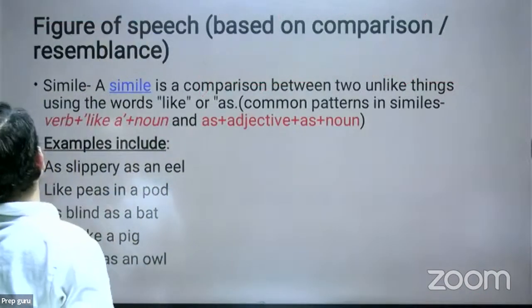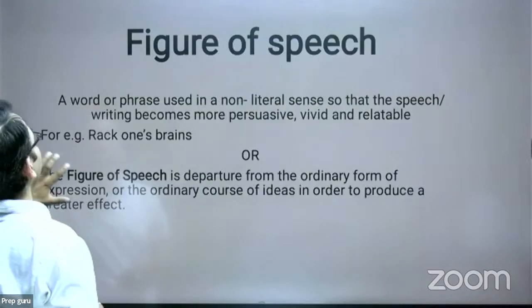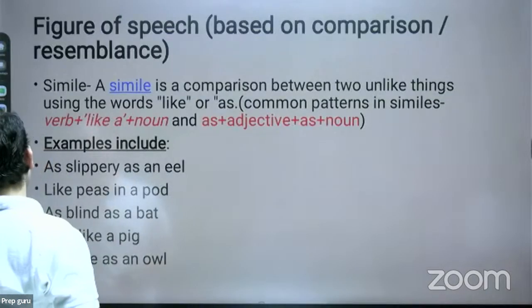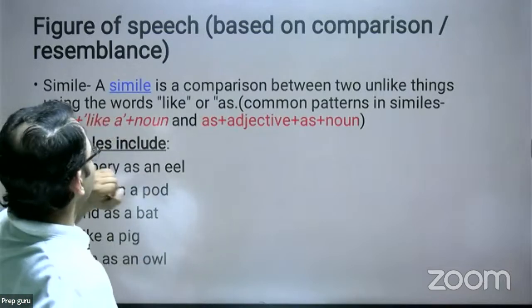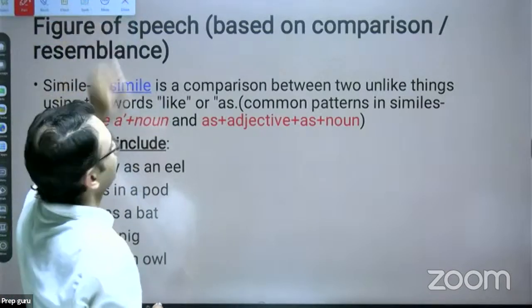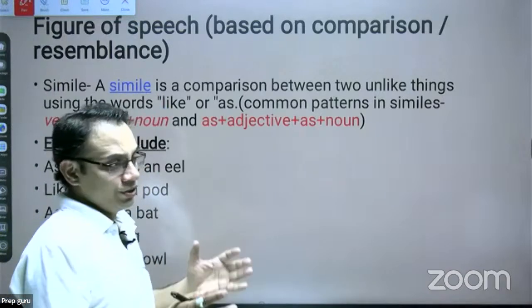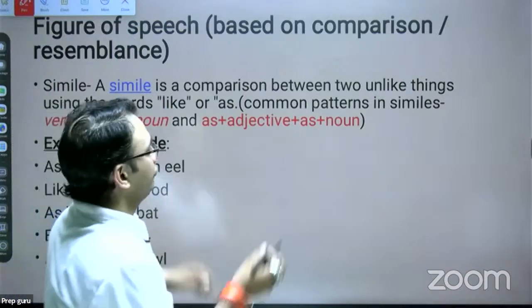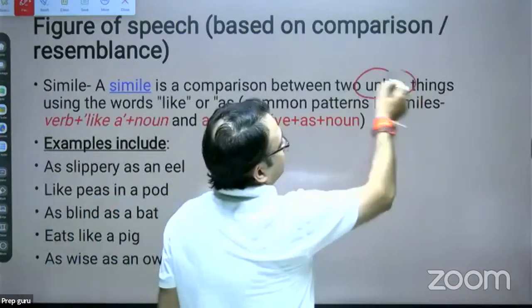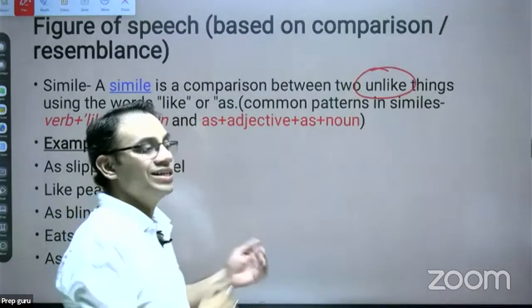Now, if you see the first literary device under the head, or you can say under the base comparison, the first is what? Simile. So simile is used in which context? We compare two unlike things. Unlike things means dissimilar comparison.